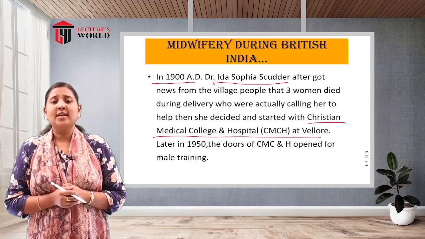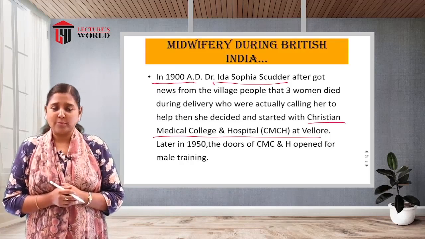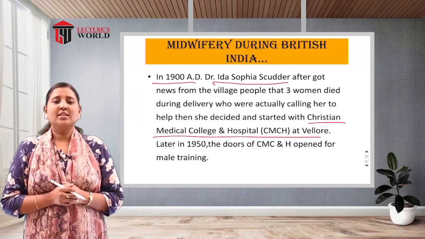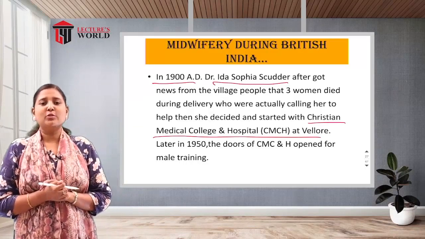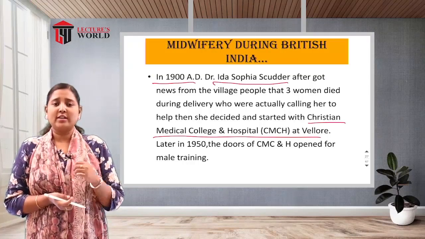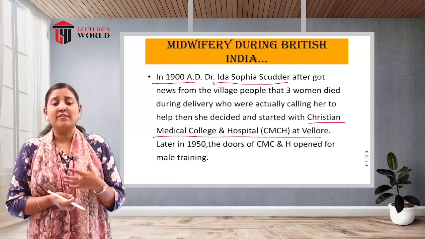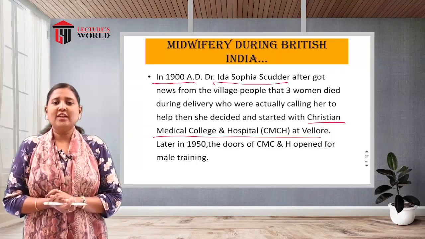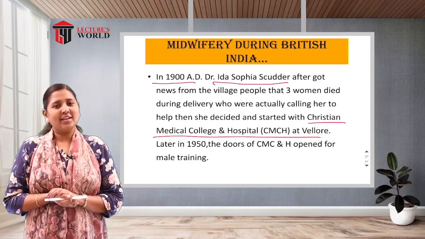What happened one day while she was playing outside, somebody knocked on her door and was asking for her parents. Ida Scudder said, my parents are not at home now. Then they said, at least you come. What is the matter? The people who had come said their wife or their daughter was suffering in labor pain, and there were no doctors or hospitals nearby to conduct the delivery. Ida Scudder was a teenage girl, not a doctor or a nurse. So she said, I cannot help you.